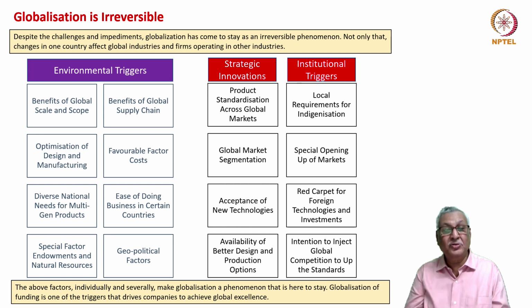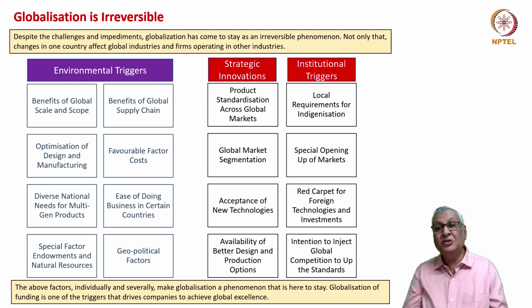Favorable factor costs also are good economic triggers. Diverse national needs for multi-generation products, ease of doing business in certain countries are the environmental advantages. By being in certain countries, we get the endowments of that country and the natural resources accessible to us. Geopolitical factors could be advantageous. India is really a favorable geopolitical country as far as Make in India is concerned. In terms of strategic innovations, globalization is supported by product standardization, global market segmentation, acceptance of new technologies, and availability of better design and production options.